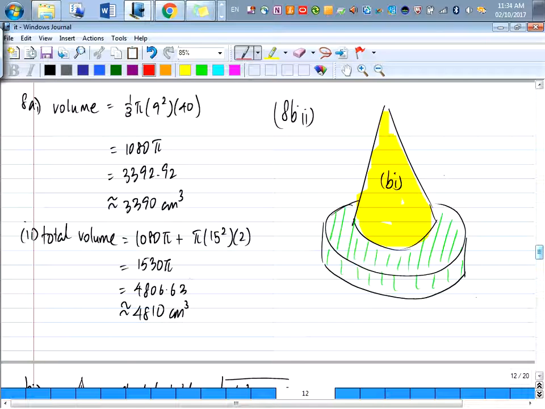Question 8a. This marker is made of 2 parts. A cone, solid, and a solid cylindrical base. So volume of the cone is simply 1/3 base area times perpendicular height. All the information given to you. Likewise, for the total volume, we just add that to the volume of the cylindrical disc at the bottom. Okay, moving on.